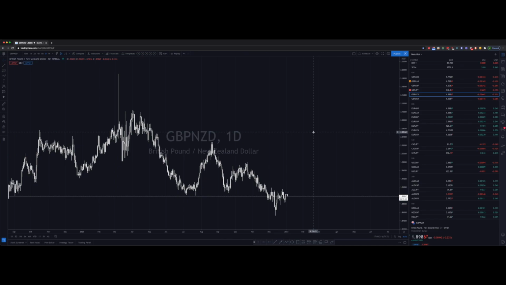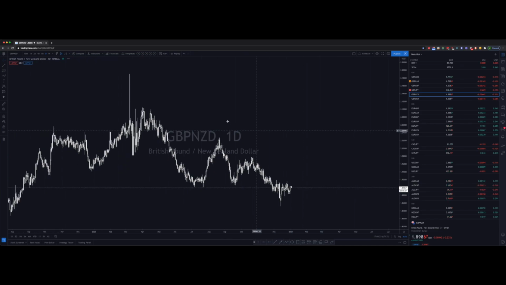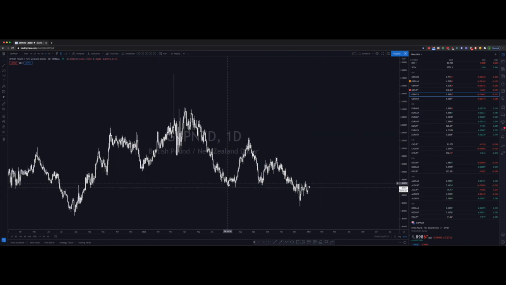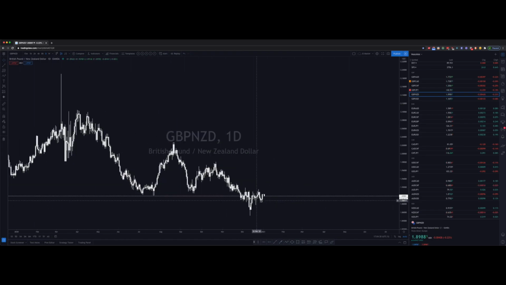GBPNZD, yeah, downtrend for me, but nothing really 100% clear. This is a pretty decent level, but I like to see a clear breakthrough. So this candle here that broke through, I like that candle. That's the kind of move I like to see, right? So I'll just draw this zone up.